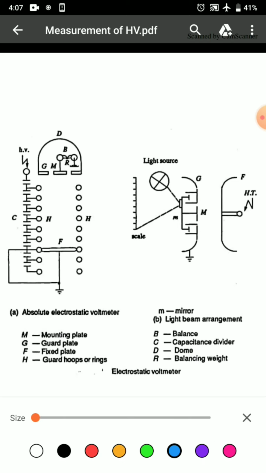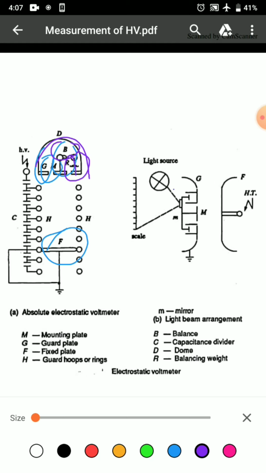The control torque is provided by a balance weight. The moving disc M forms the central core to guard ring G, which is of the same diameter as the fixed plate F. The cap D or dome encloses the sensitivity balance B, one arm of which carries the suspension of the moving disc.